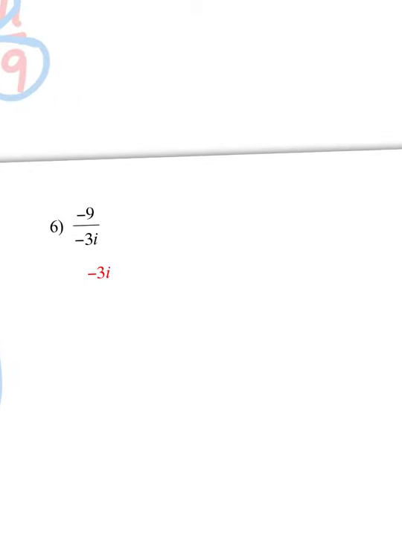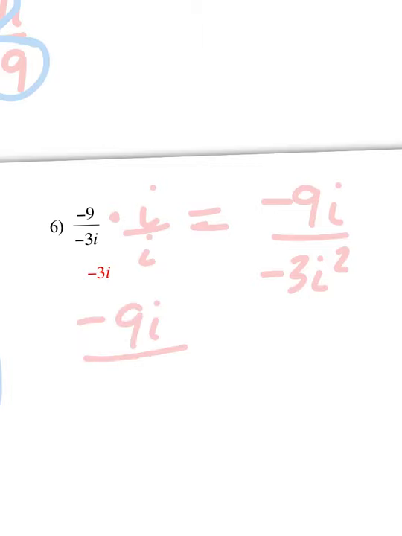Alright, number 6. Same type of problem. Multiply by what's causing you the issue, and the issue is the i value, not the negative 3, just the i. So when I multiply by i, I'll get negative 9i over negative 3i squared. Because remember, a negative times a positive will be a negative. Now, i times i is i squared, so that means it's negative 9i over negative 3 times negative 1. Because remember, i squared is negative 1. Negative 9i over negative times a negative is a positive.